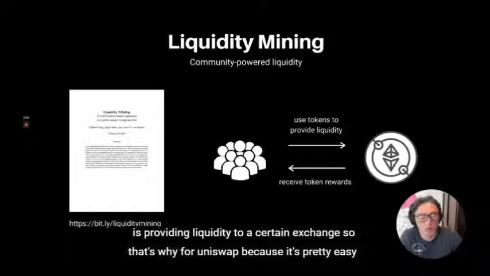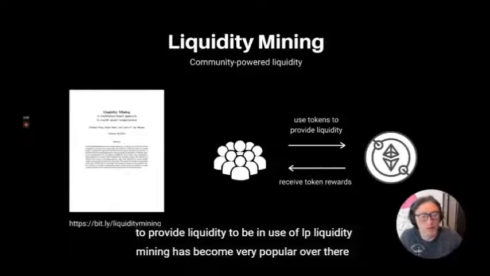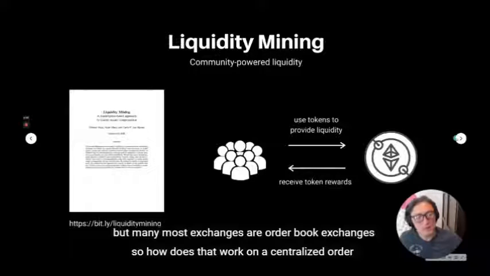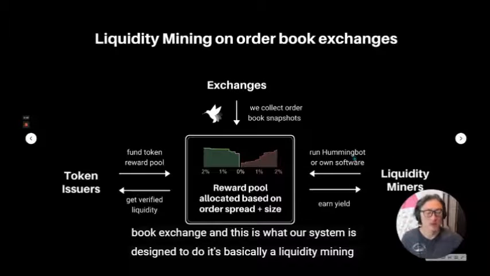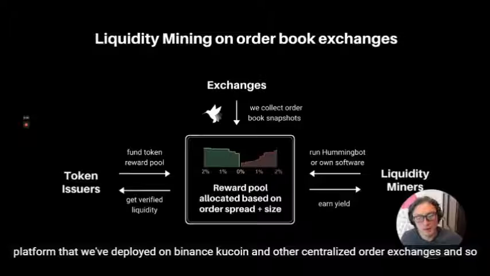That's why for Uniswap, because it's pretty easy to provide liquidity in a Uniswap LP, liquidity mining has become very popular over there. But most exchanges are order book exchanges. So how does that work on a centralized order book exchange? This is what our system is designed to do. It's basically a liquidity mining platform that we've deployed on Binance, KuCoin, and other centralized order book exchanges.